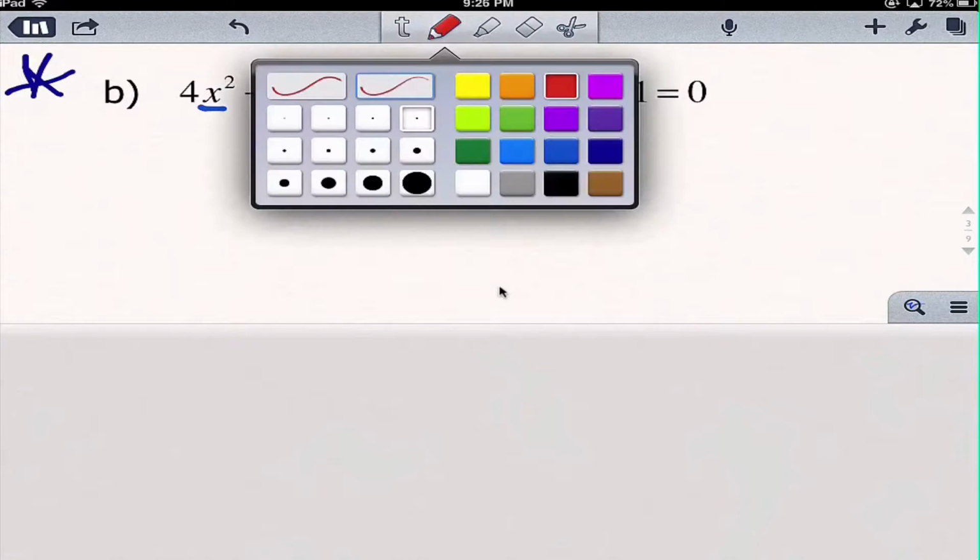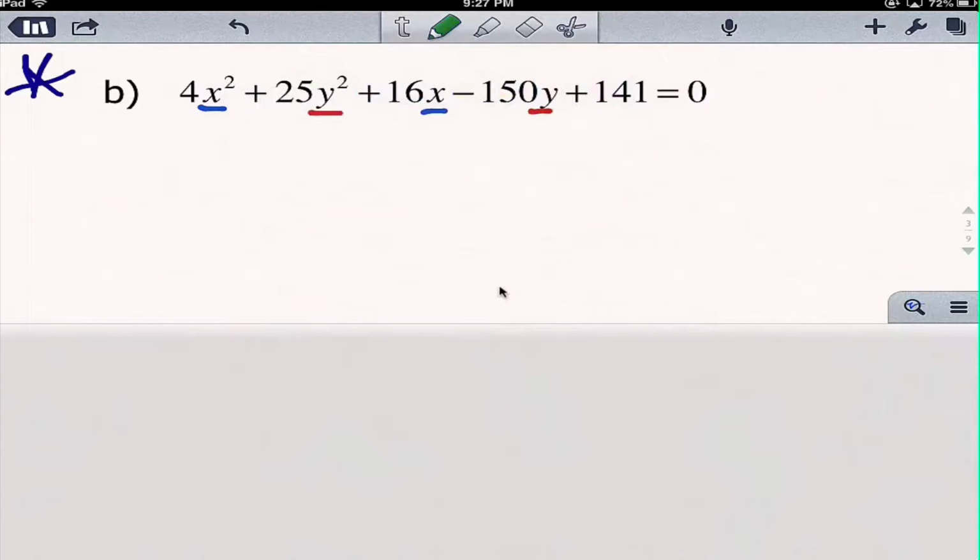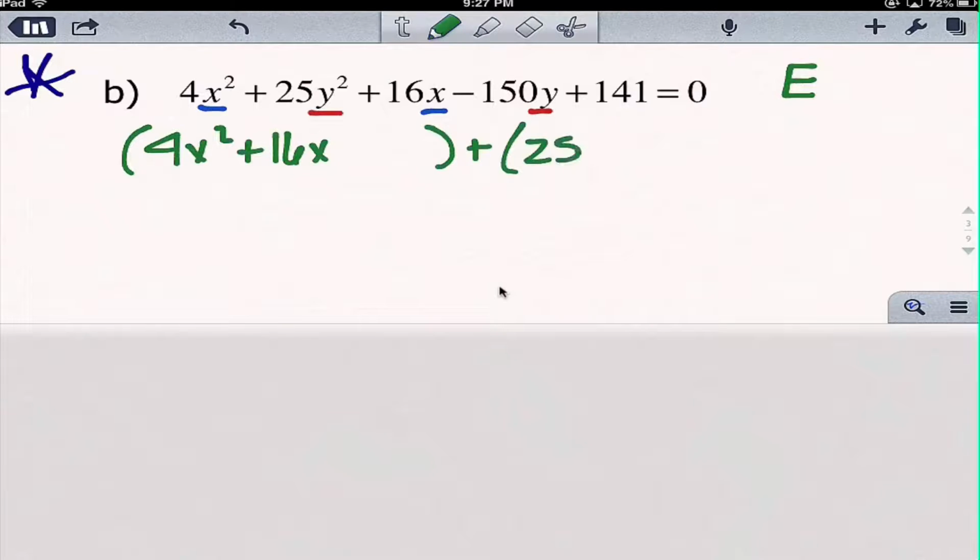First thing I'm going to do, I'm going to determine what type of conic section this is. Since x and y are both squared, they're added, but I have different coefficients, we would say this is an ellipse. So I'm going to go ahead and get my x values together, get my y values together, and I'm going to subtract 141 to get that onto the other side.